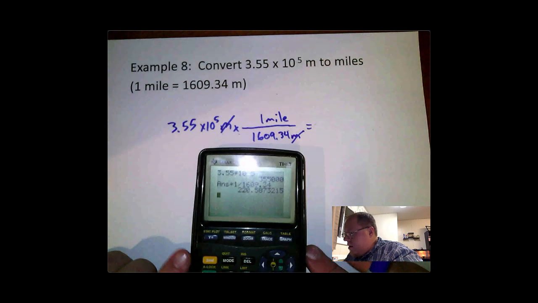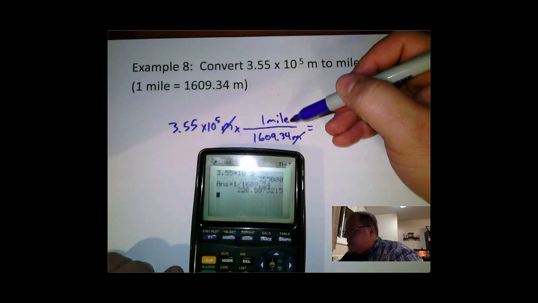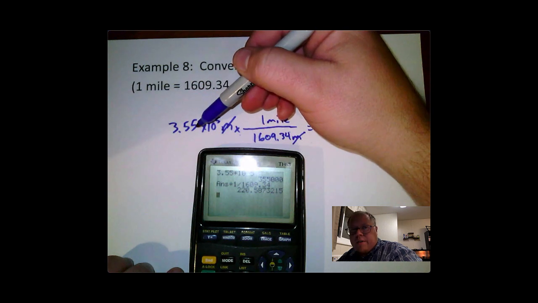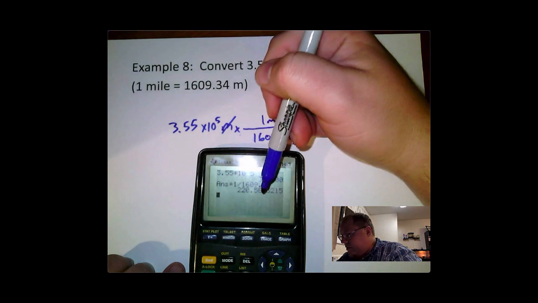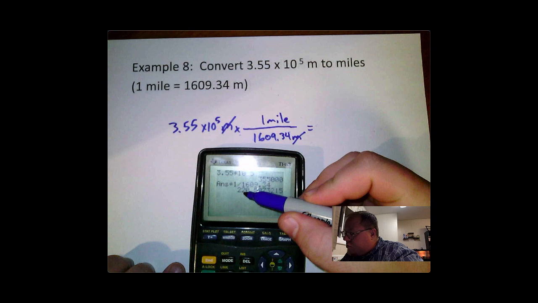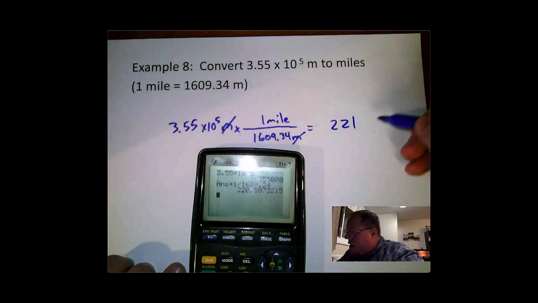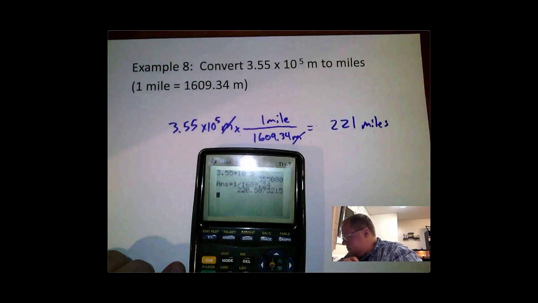Now, sig figs. This here is my number. It has 3 significant figures. I'm actually going to round this so it has 3. So I'm going to round the 2 to the 0. 5 rounds it up, so 221 miles. Okay.